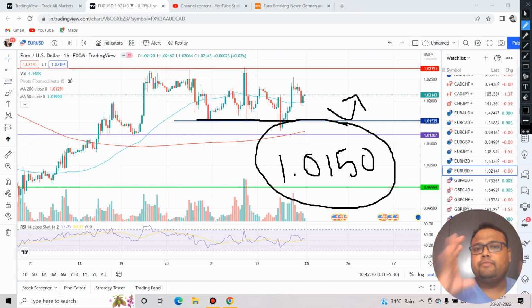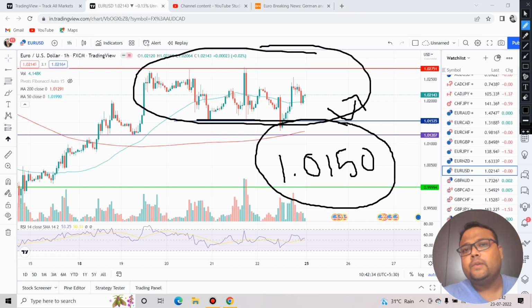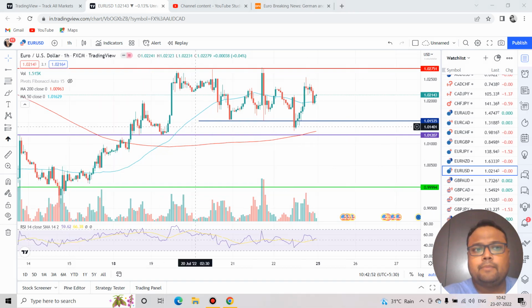Because see, if we just focus on this particular portion of the chart here, we can see that the market is sideways. In a sideways market, the number of buyers and sellers are almost the same, equal. As a result, we get trading opportunities on both sides, and we can see the same picture on DXY as well. So definitely we can expect a reversal. If the market reverses from this level here, we can make a buy position.